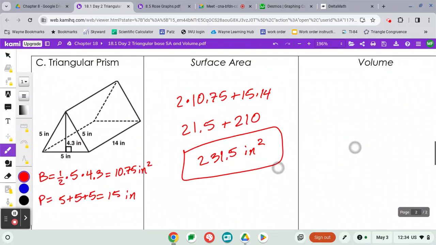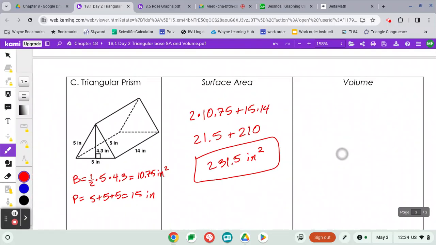All right, the volume. Let's finish this one up. What is the area of our base, we said? 10.75. What is the height of my prism? Also, I didn't shade it on this, but here's one of the bases. Here was the other base, if you wanted to shade it. All right, 10.75 times 14. What does that give us?